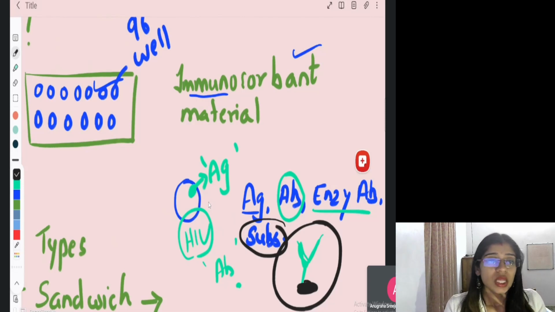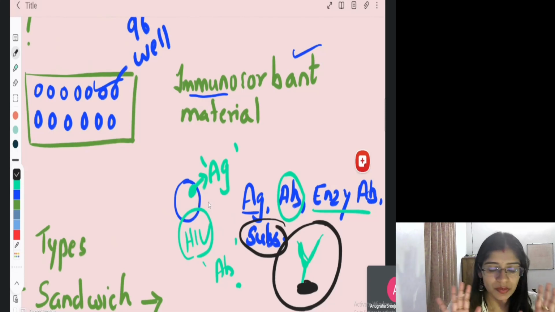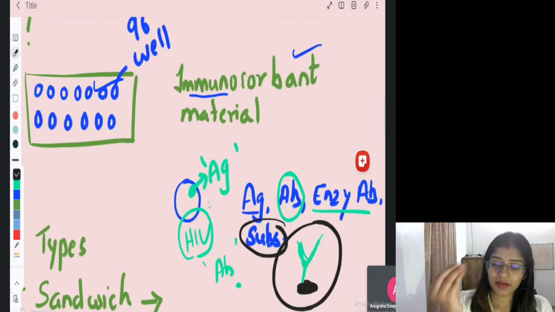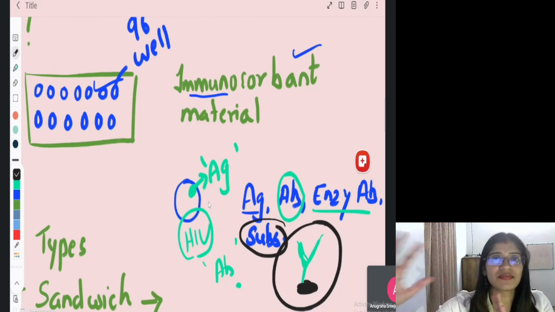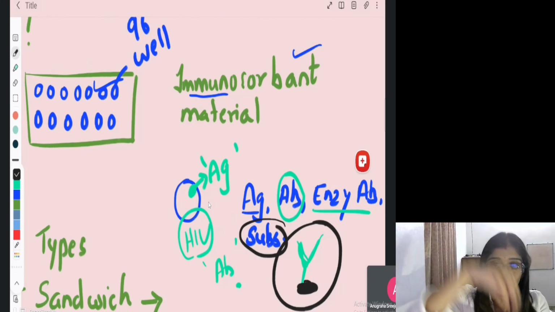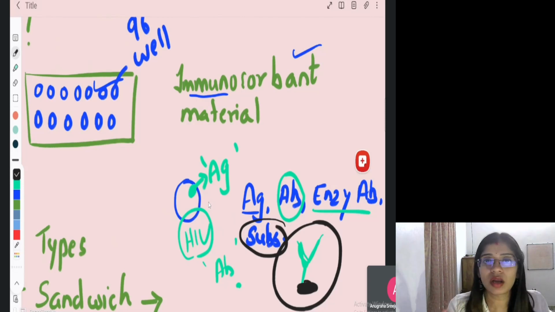So what I do is I add a substrate, and then I add an enzyme. This enzyme will break down the substrate, and whenever substrate is broken down, it produces color. This concept you understand. If I put a substrate in a normal test tube and I put an enzyme, each substrate has its own specific enzyme. So if we put those two together, this enzyme will break down the substrate, and whenever substrate is broken down, it produces colored products.